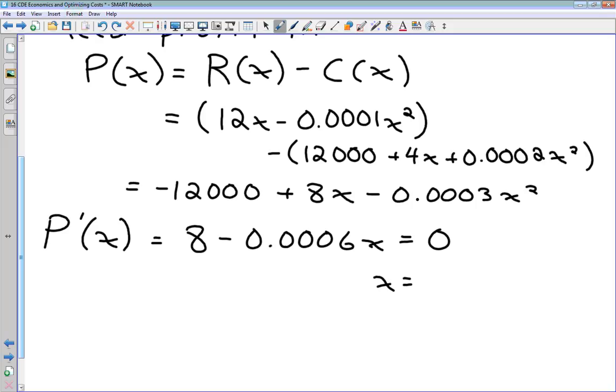We're going to get an x value of 13,333. Now I think that's approximate. I think I had to round that off. So our profit is maximized at 13,333 units. Our revenue is maximized at 60,000 units. Why is there such a big difference between where we maximize our revenue and where we maximize our profit? Well, that's what we're going to look at in part C here.